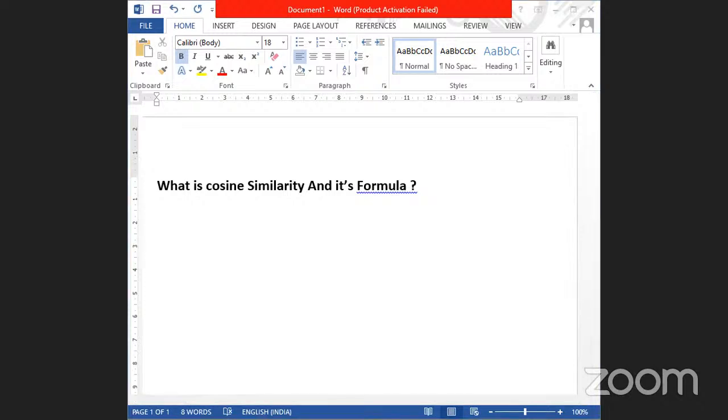So basically, cosine similarity measures the similarity between two vectors of an inner product space. It is measured by the cosine of the angle between two vectors and determines whether two vectors are pointing in roughly the same direction. It is often used to measure document similarity in text analysis. We generally use this in text analysis, NLP. So let me write the answer for you guys.